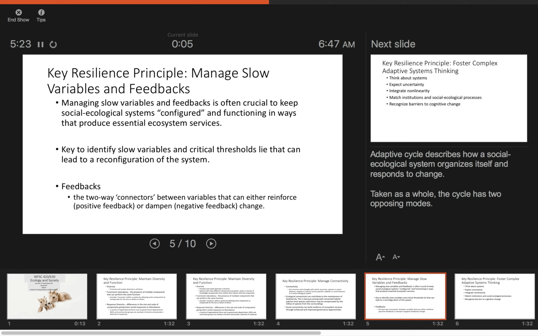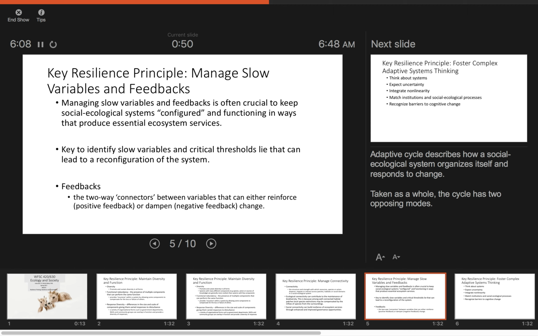Next key principle, manage slow variables and feedbacks. Again, this was covered over the last few weeks. I think this is really important. Think about the way that slow variables change slowly, but they have the real impact of altering or changing a system in an undesirable way. The example that's given here in this reading, but also over the last few weeks in the readings, was phosphorus loading in lakes. How that changes really slowly over time, but eventually a high phosphorus level can really flip the state of the system into an undesirable state.